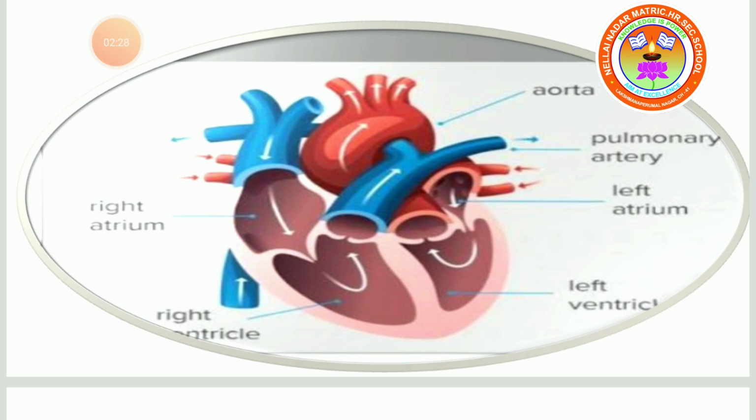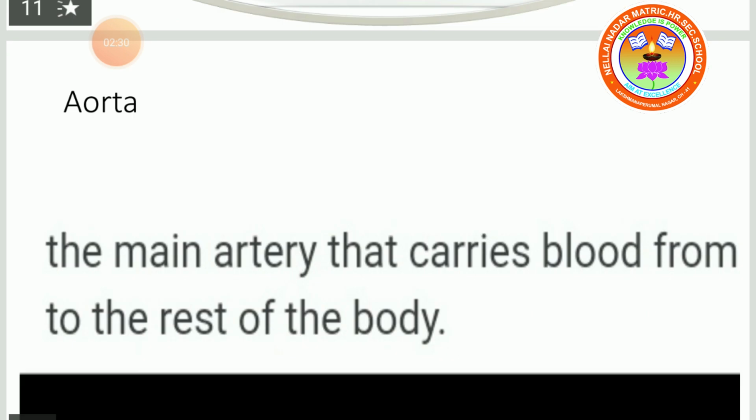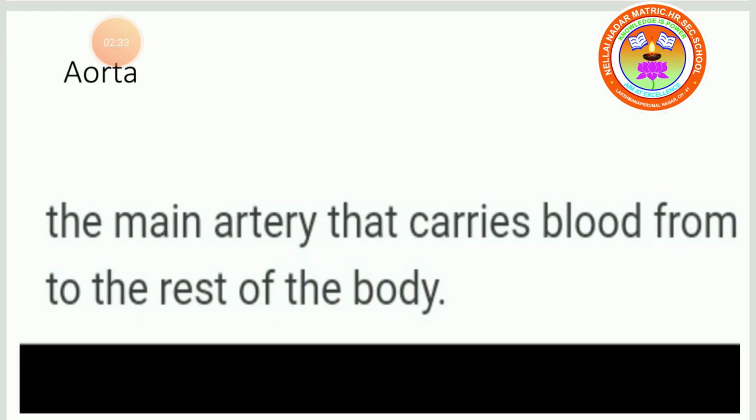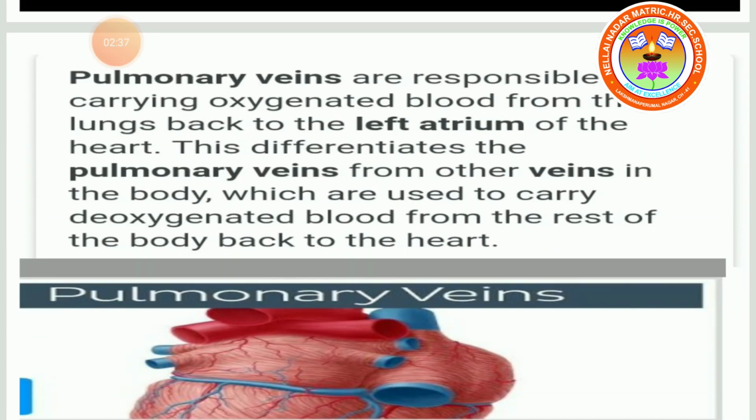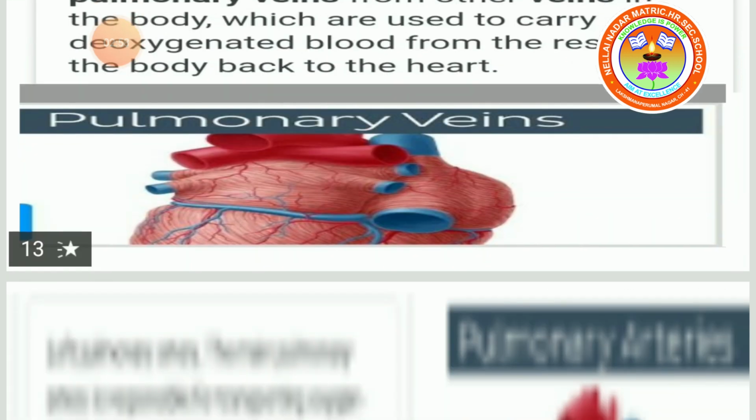First one, aorta. The main artery that carries blood to the rest of the body. Next one, pulmonary veins are responsible for carrying oxygenated blood from the lungs back to the left atrium of the heart. This differentiates the pulmonary veins from other veins in the body, which carry deoxygenated blood from the rest of the body back to the heart.